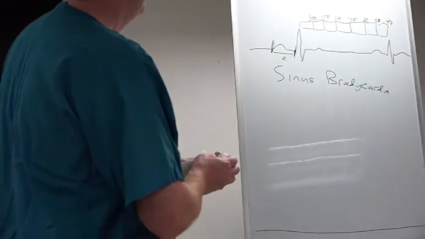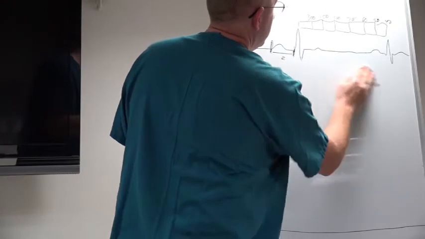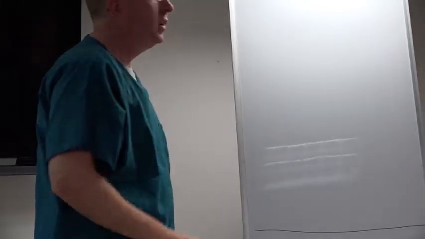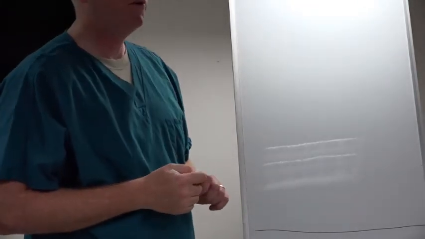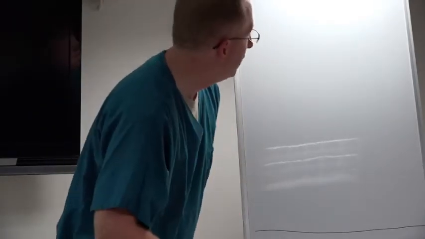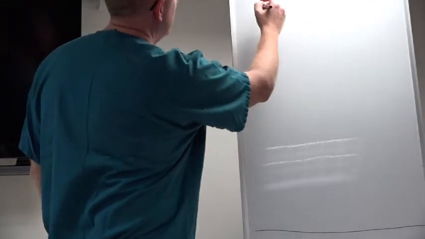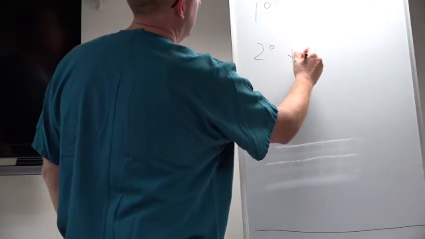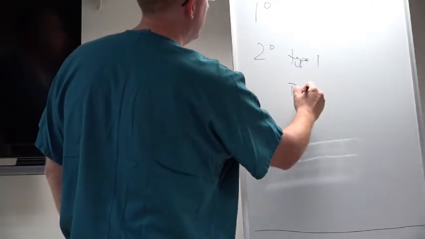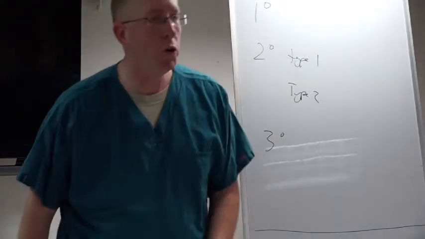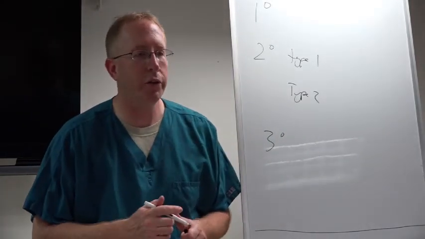Now, when we talk about the blocks, you're going to have to be able to recognize, remember, and identify the 4 different types of heart block for the sake of the ACLS test. Okay? So your first block is your first degree. Next one is a second degree, type 1, second degree, type 2, and then your third degree. Okay? So we're going to go over that here in the next video lecture.